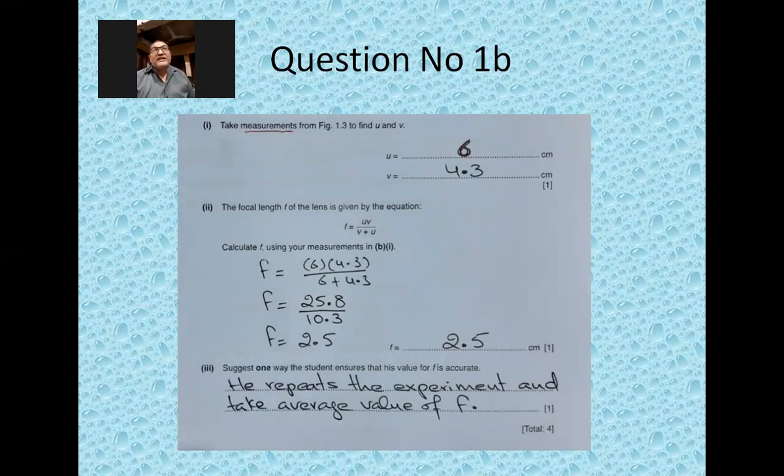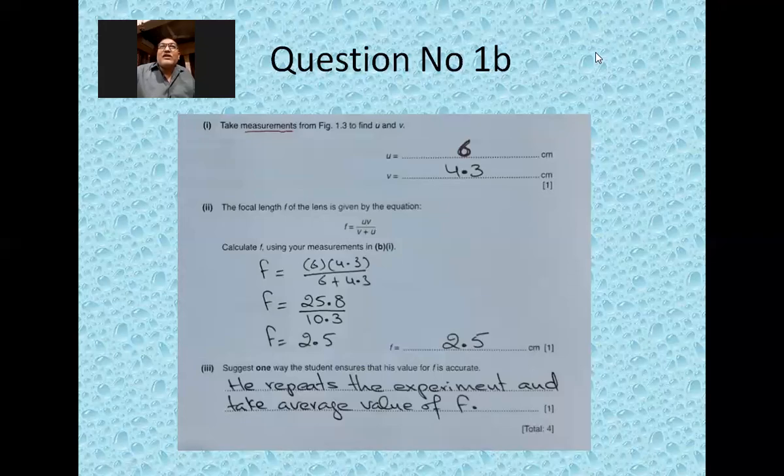For example, he did the experiment 3 times and he found that the value of the F is this A value, B value, C value. Then he adds them and divides by 3. This is how he finds the average value, and that will be more accurate.